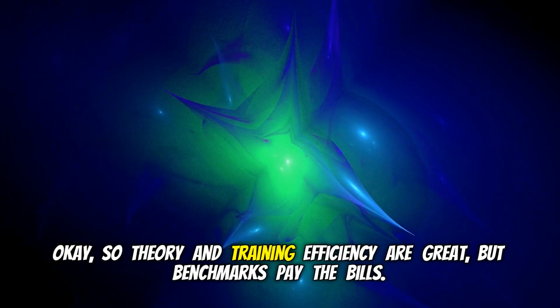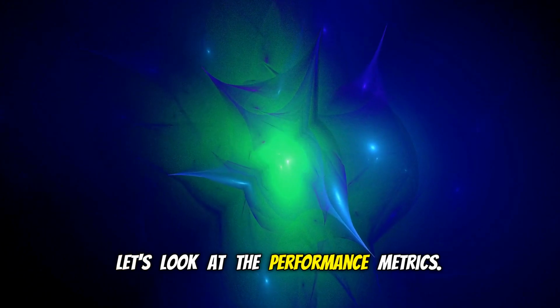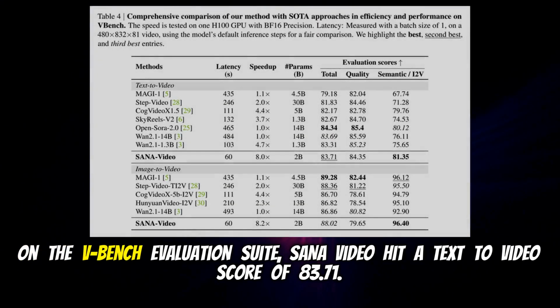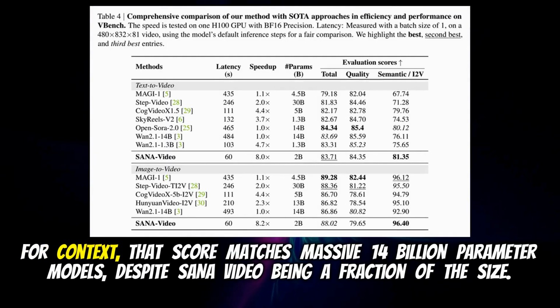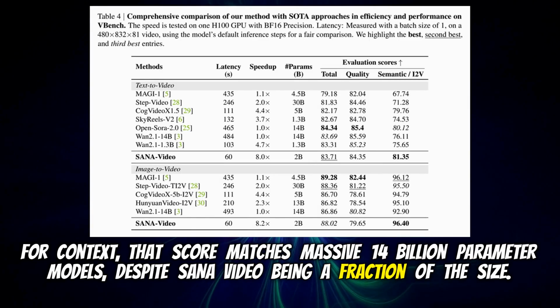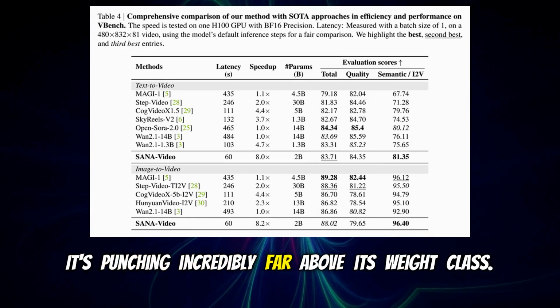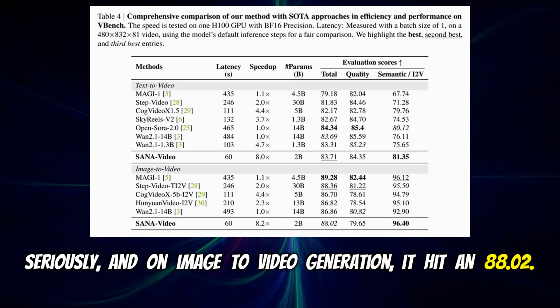Okay, so theory and training efficiency are great, but benchmarks pay the bills. Let's look at the performance metrics. Do it. On the vBench evaluation suite, Sana Video hit a text-to-video score of 83.71. For context, that score matches massive 14 billion parameter models, despite Sana Video being a fraction of the size. It's punching incredibly far above its weight class. Seriously. And on image-to-video generation, it hit an 88.02.